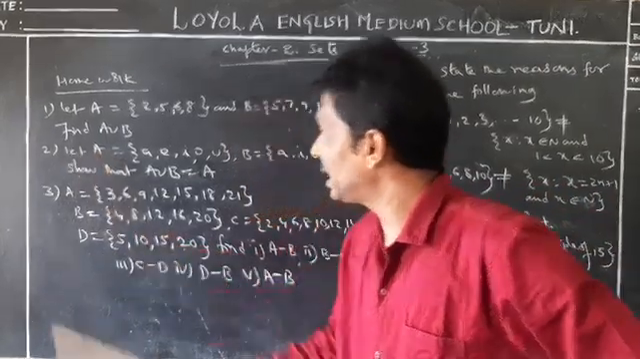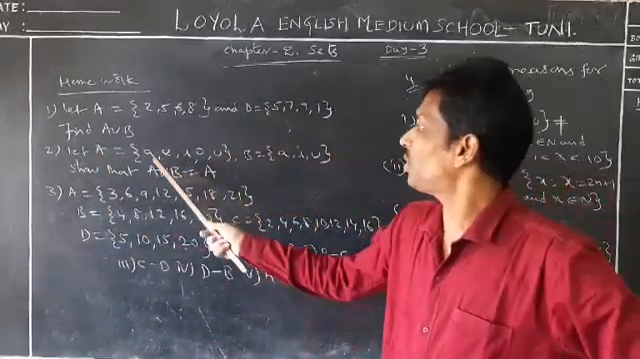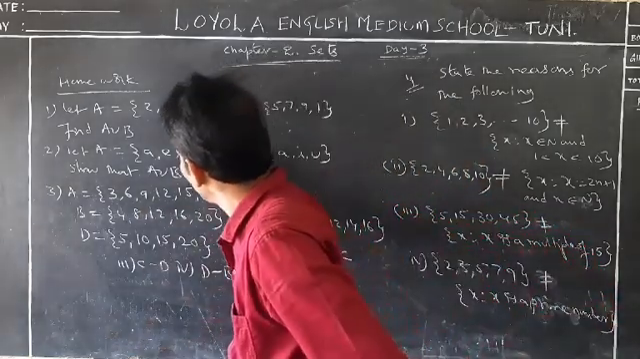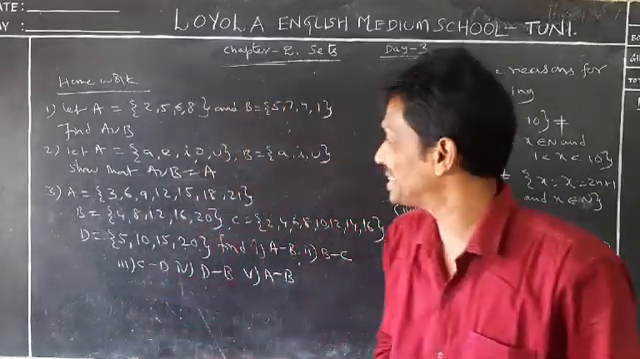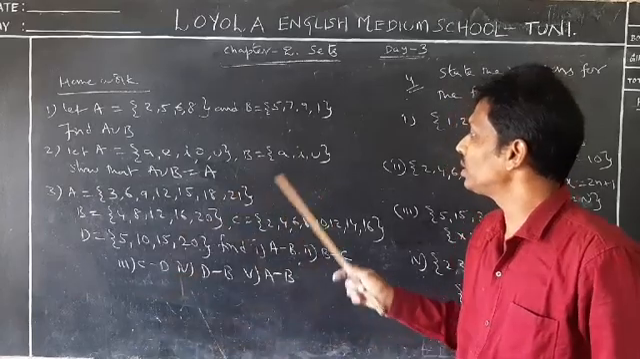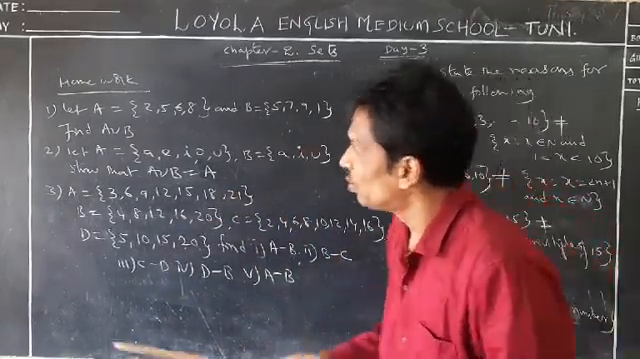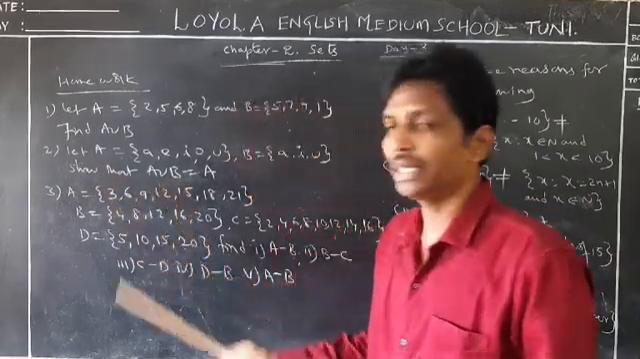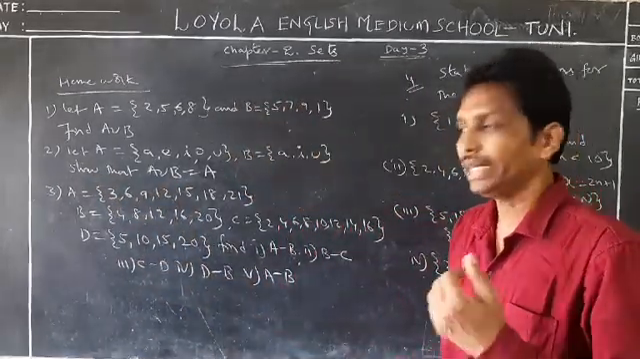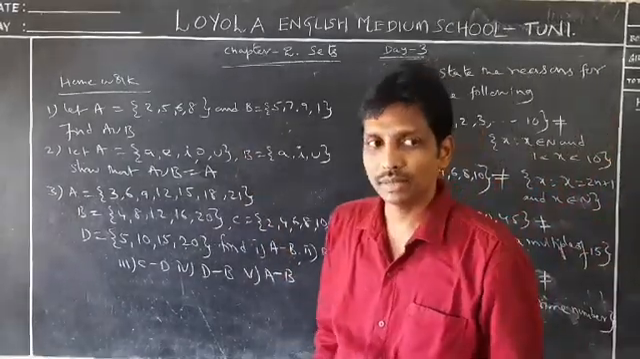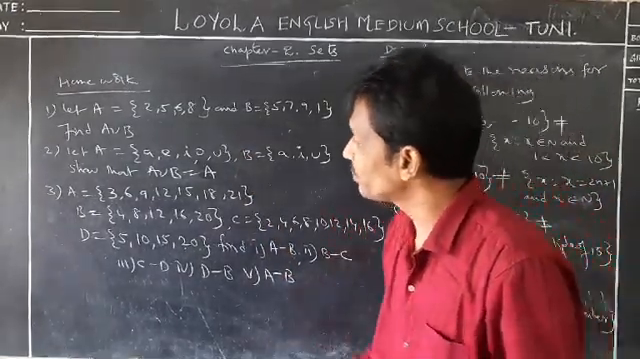Second question: let A be the set of A, E, I, O, U. Of course, these are vowels, the set of vowels. And B is equal to the set of A, I, U. What we are asking is to show that A union B is equal to A. So the answer of A union B is nothing but A only. That one we are asked to show.